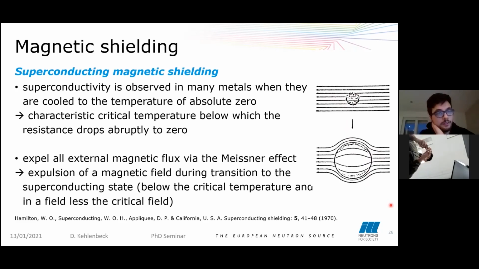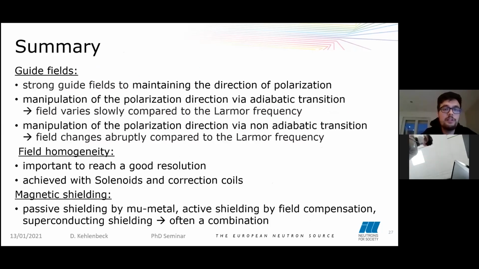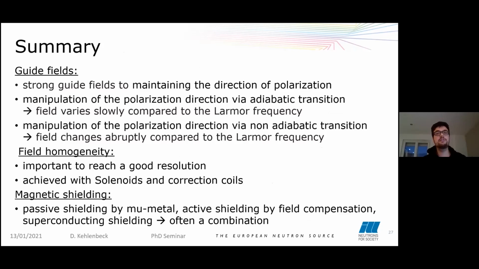Here's my summary about the guide fields. We have strong guide fields to maintain the direction of the polarization. And to manipulate the polarization, we have the adiabatic transition and the non-adiabatic transition. For the adiabatic transition, the field varies slowly compared to the Larmor frequency. And for the non-adiabatic transition, the field changes abruptly compared to the Larmor frequency.